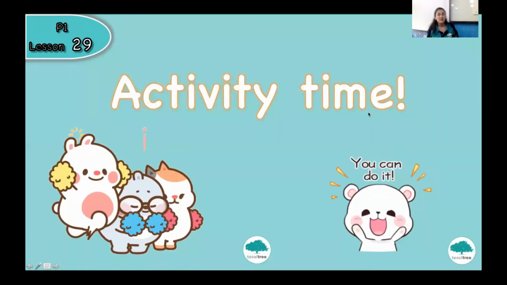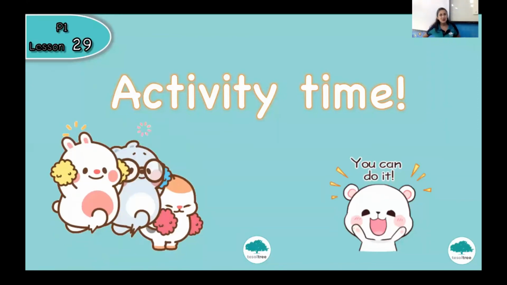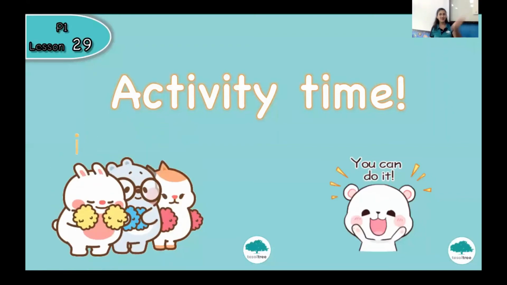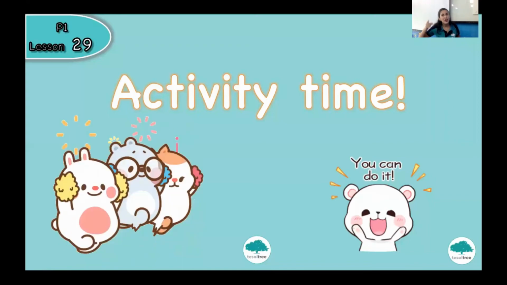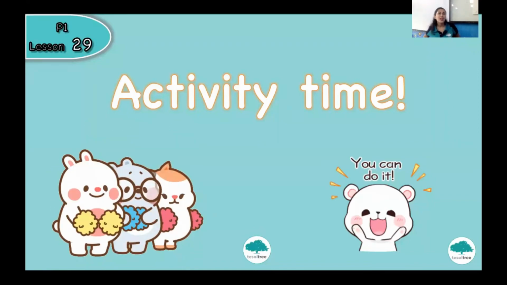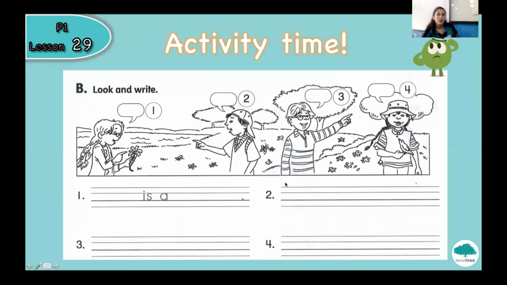P1, we have finished the reading part. And now it's time to do activities. Are you ready? You can do it because you are very great learners. So let's start. Please open your workbook. I want to ask you to do part B on page 7. I would like to explain first how to do this exercise.